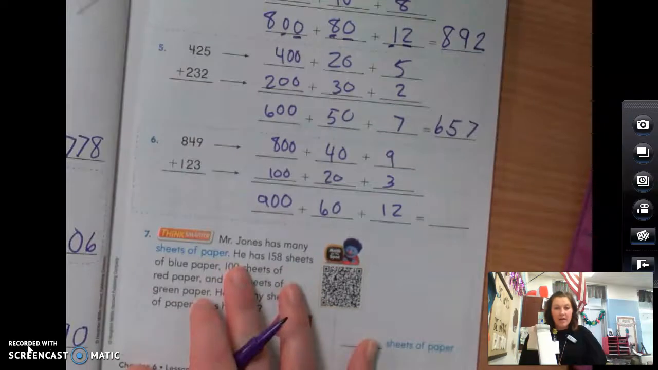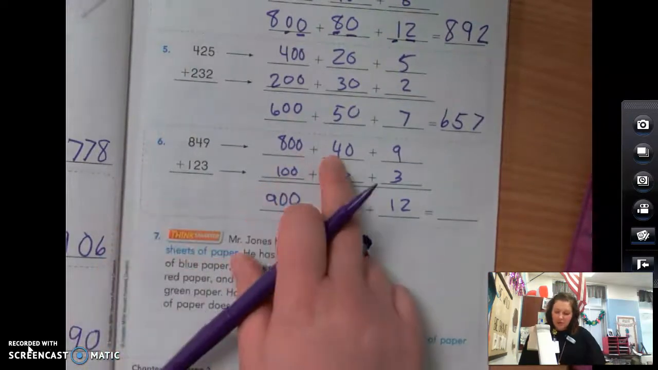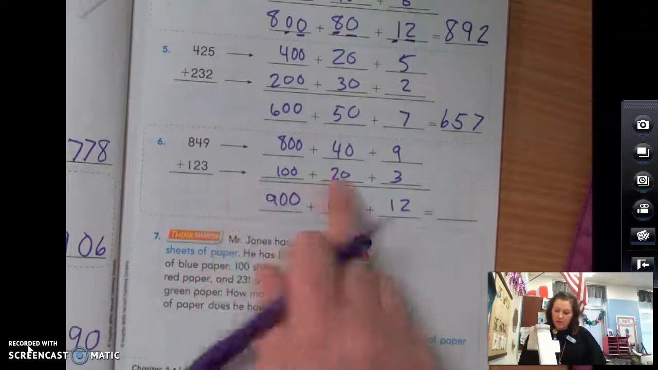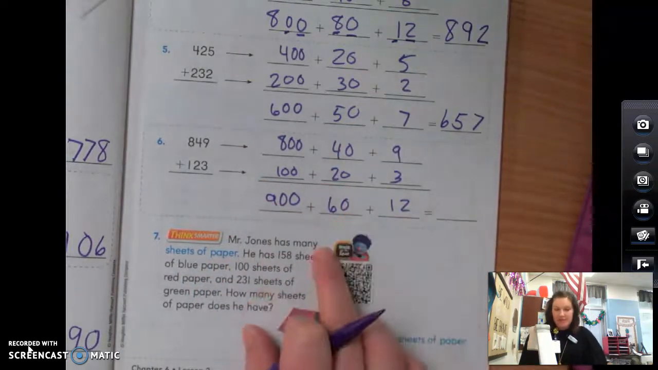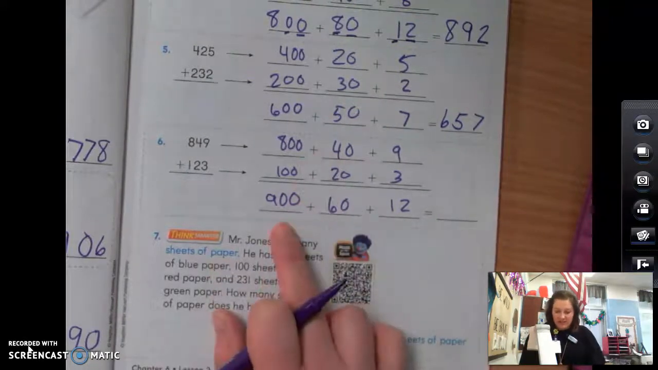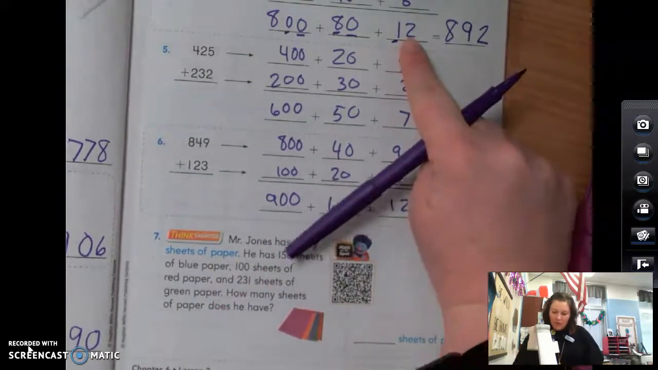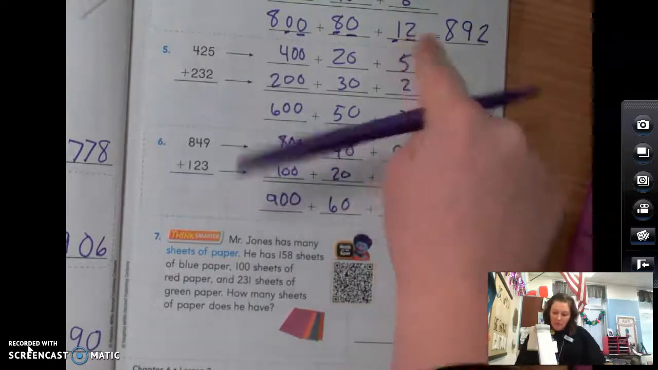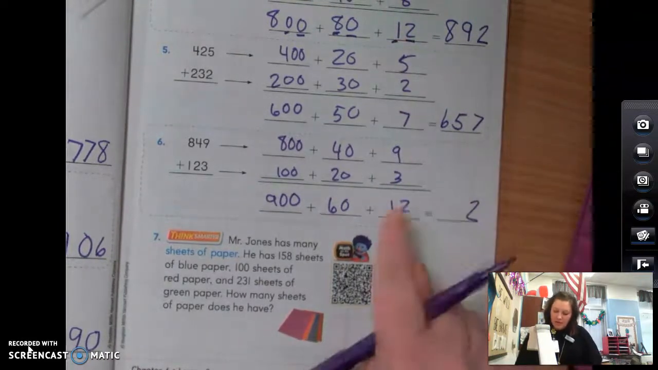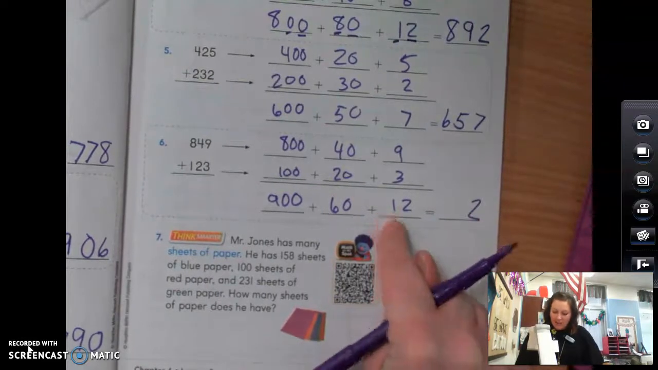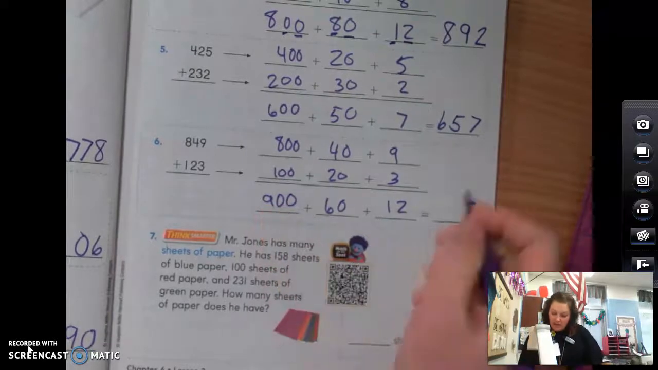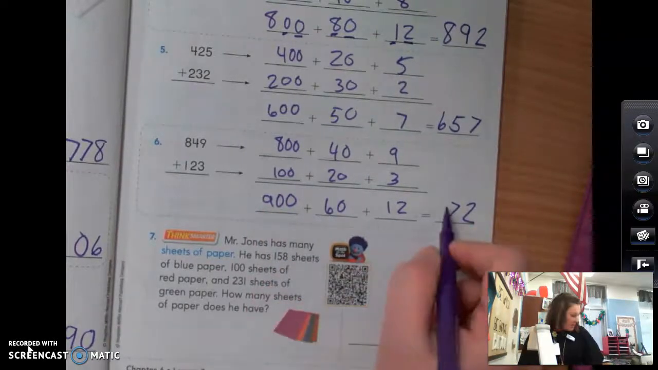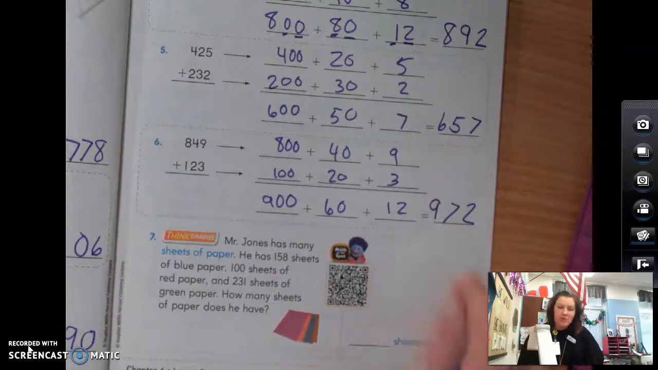All right. And then in number 6, 840 plus 9, 100 plus 20 plus 3, 9 plus 3 is 12. 40 plus 20 is 60. 800 plus 100 is 900. Okay, we worked with a 12 up here too. Do you remember what we did? We just put a 2 in the ones place, but I don't put that 1 because that's a 10. So I have to look to see if there's any more 10s. Well, there's 1 ten, 6 tens, and 0 tens. So that would be 7 tens. And then there's a 9 in the hundreds place. So 972 would be the answer here.